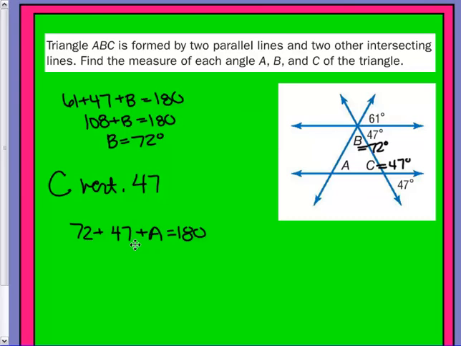Okay? So 47 plus 72 gives us a total of 119. If we take 119 plus a, we get 180. Okay, so take away 119 from 180, and you get a equaling 61.